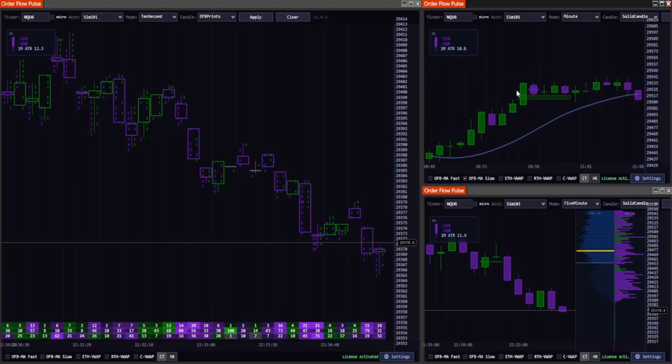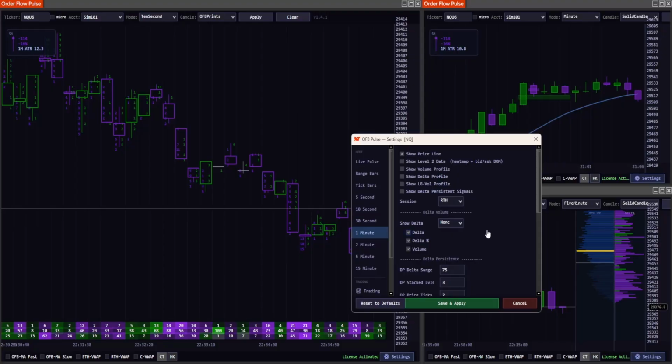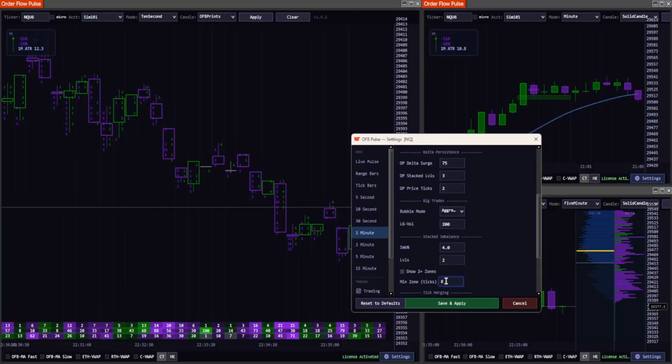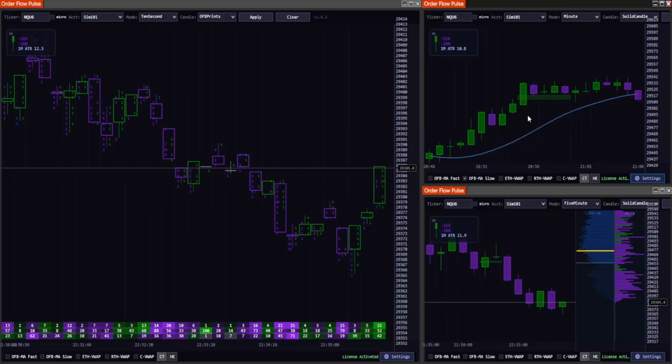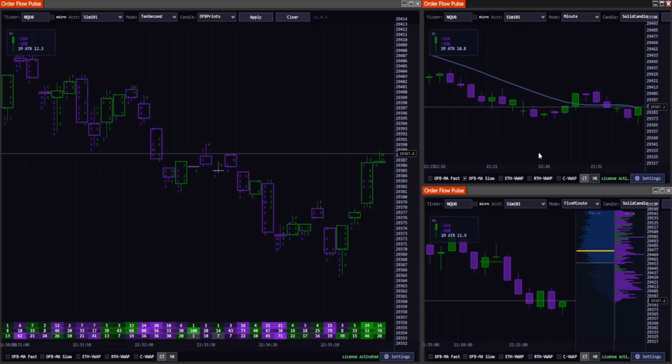Okay, this buy imbalance had to be 2 points, I'm sorry, it had to be 2 points, which is basically 8 ticks, for it to show an imbalance area. Minimum zone ticks 4. There's 4 ticks in 1 point. So let's reset that to 12. Okay, then it actually showed up. So that's how I have the 1 minute set up.